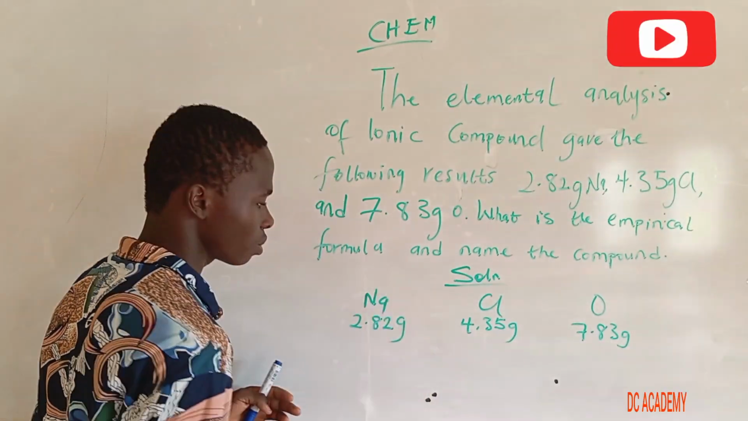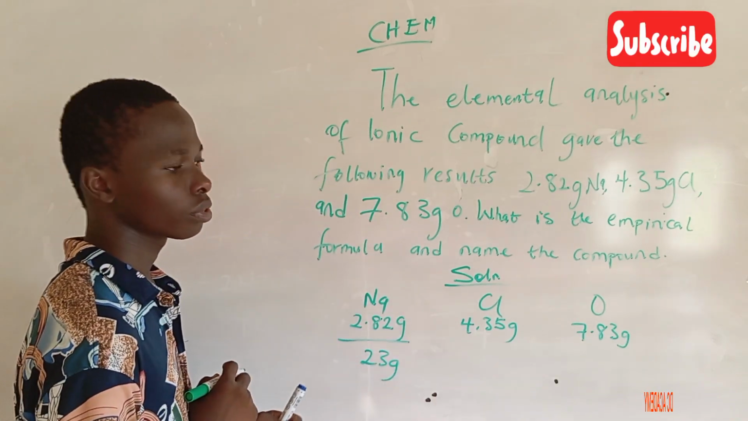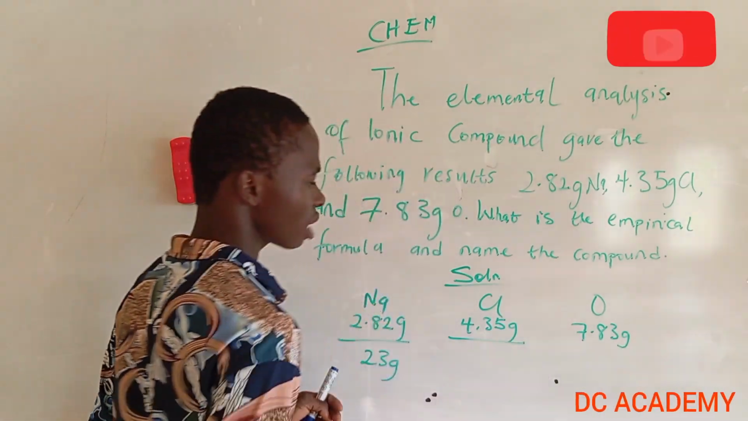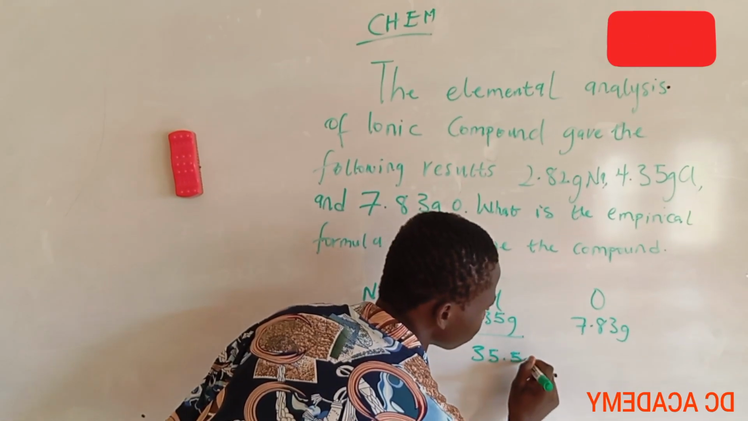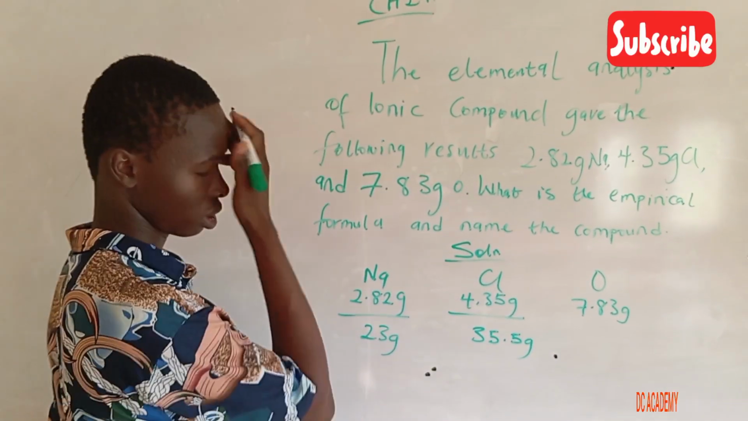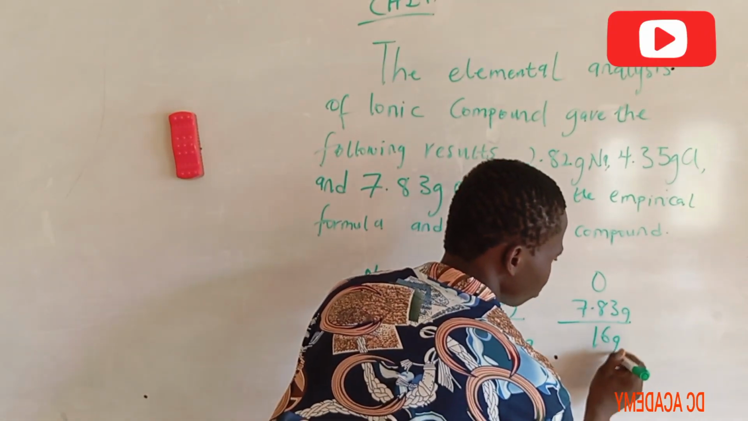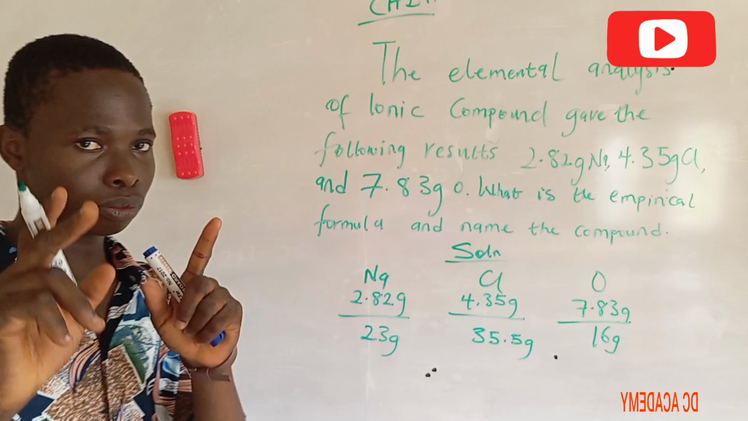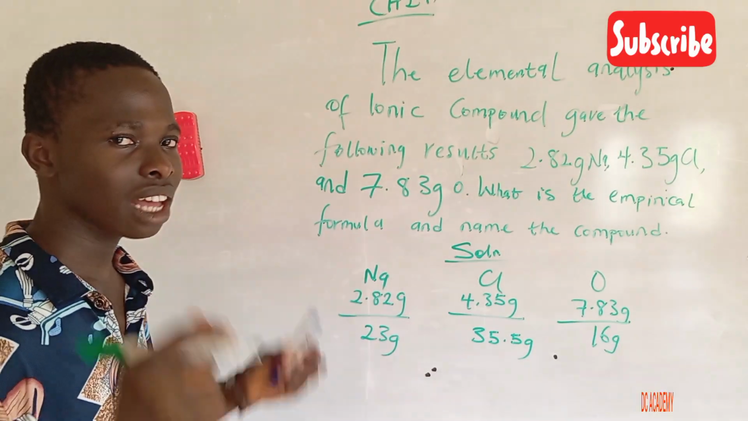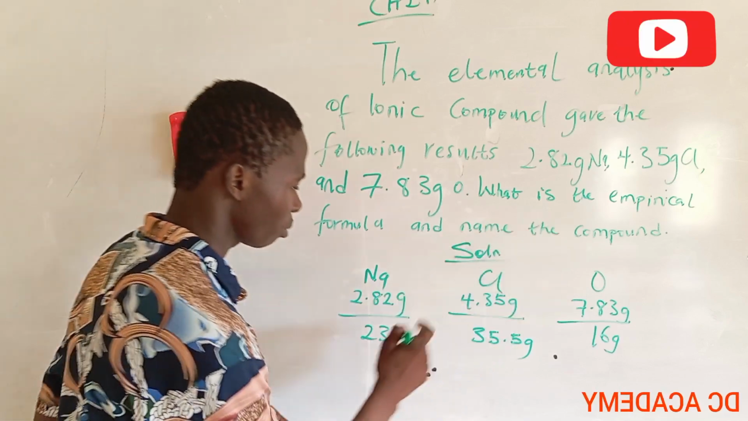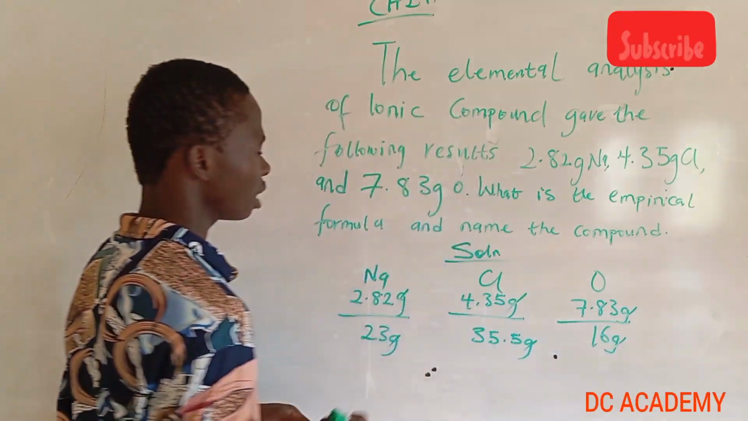Now, for sodium, sodium is 23 grams. For chlorine, chlorine is 35.5 grams. And for oxygen, it is 16 grams. This is the first step, dividing each of the elements by its atomic mass.